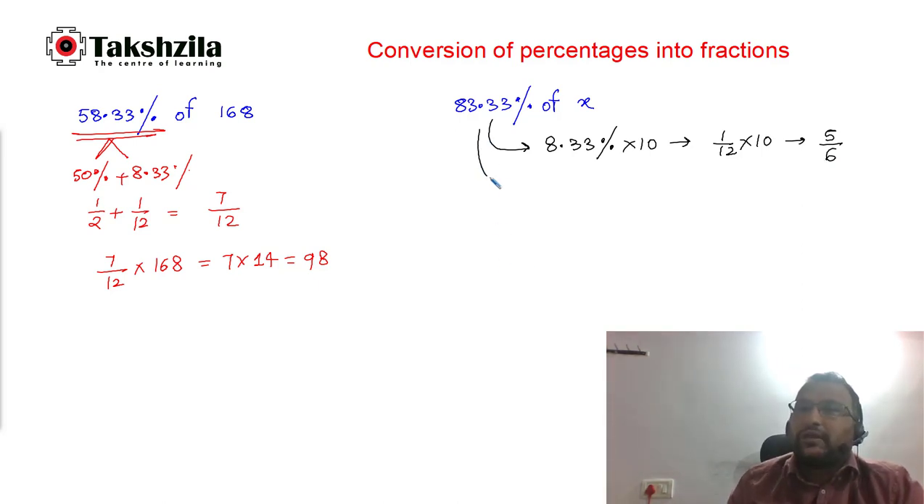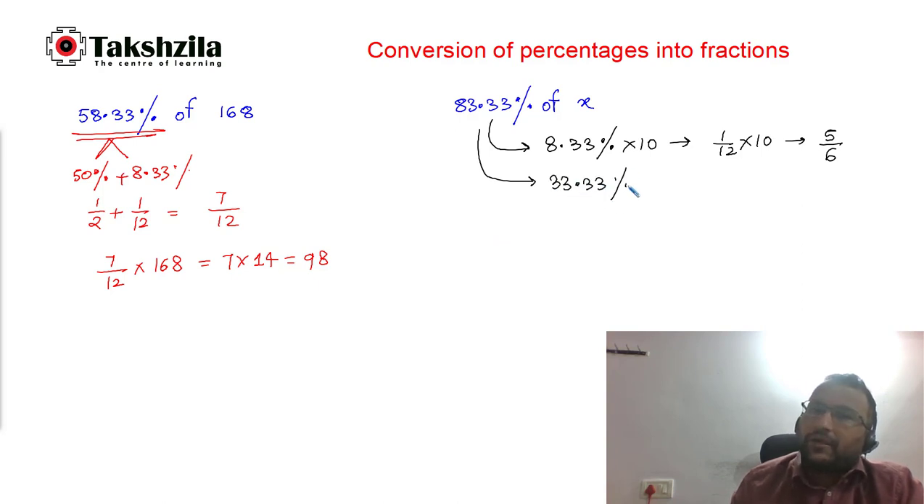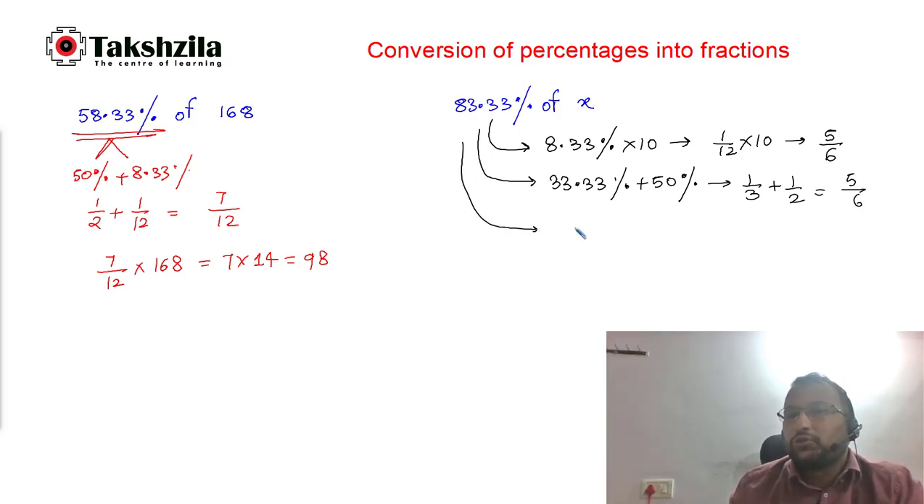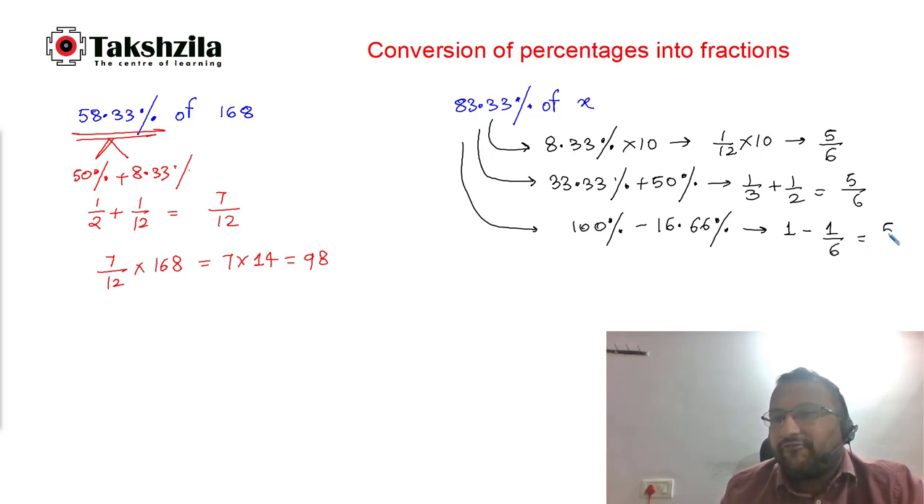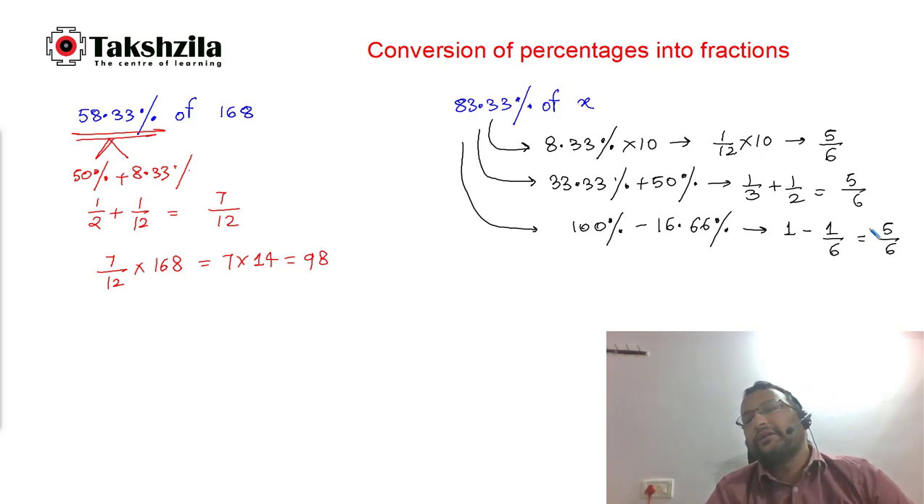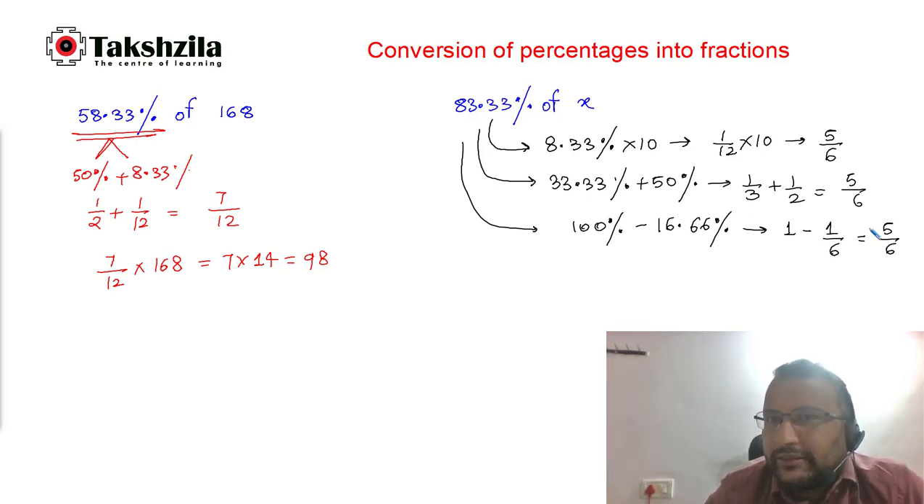Now some people can also think that this is nothing but 33.33% plus 50%. So 33.33 is 1 by 3, 50 is 1 by 2, this addition is 5 by 6. Some people can also think that this is close to 100%. So this is nothing but 100% minus 16.66%. So 100% is nothing but 1, minus 16.66 is 1 by 6. This subtraction is 5 by 6. So if you want to find 83.33% of a number, then you should multiply that number by 5 by 6.